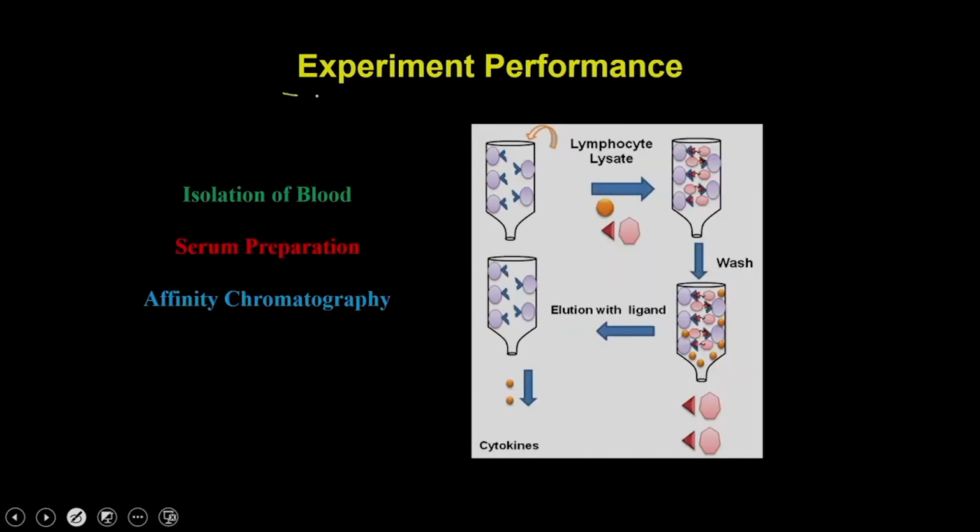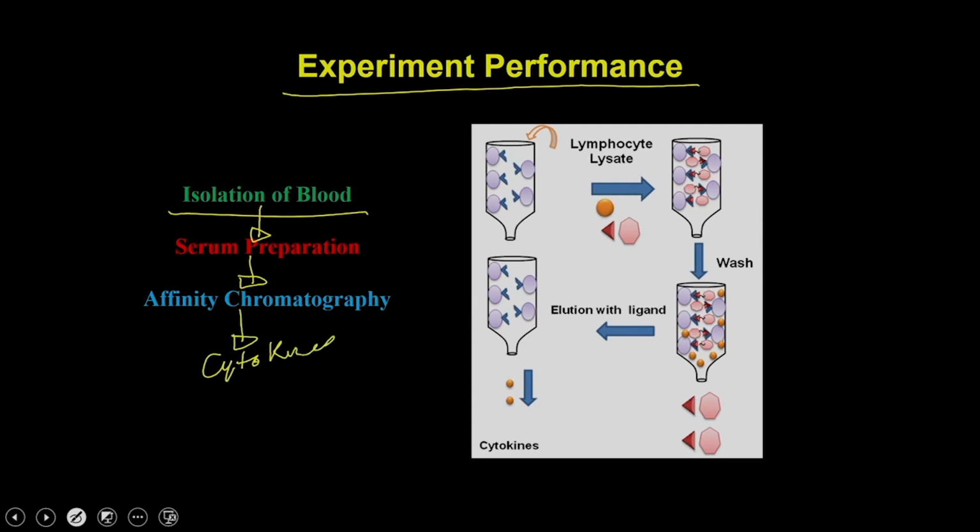If you want to perform this experiment, the first thing you have to do is isolate the blood of that particular patient. Then from there you have to first prepare the serum. I think we have already discussed how to prepare the serum from the blood, and then you have to do affinity chromatography to identify the cytokines. That is going to give you the cytokines, and once you have these cytokines purified from the serum, you can identify or measure the individual cytokines with the help of ELISA.